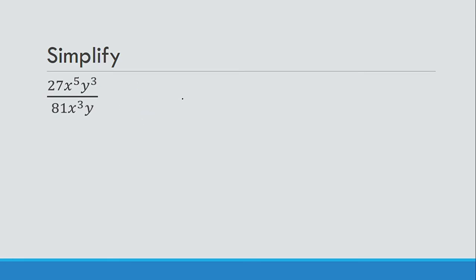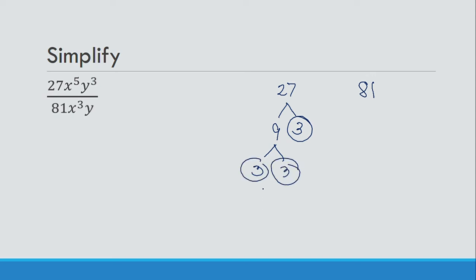Okay, here we have now 27 and 81. Let's try to find our GCF. For 27, we have here 9 and 3. 3 is prime, but 9 is not. So we still have 3 and 3 here. So they are both prime. And then writing that into exponential form, we have 3 cubed.